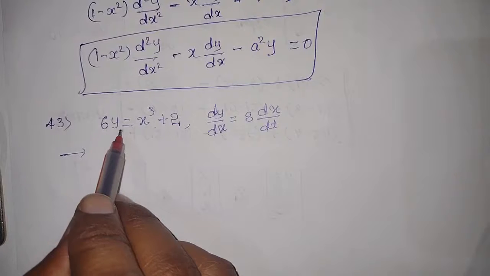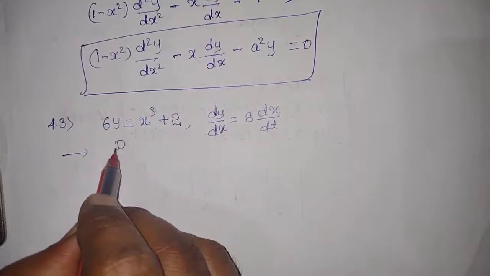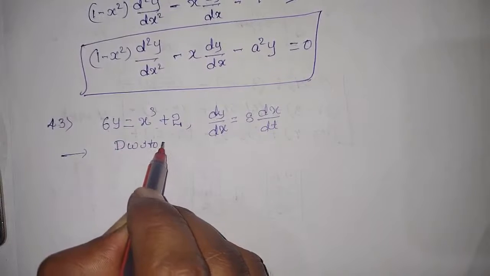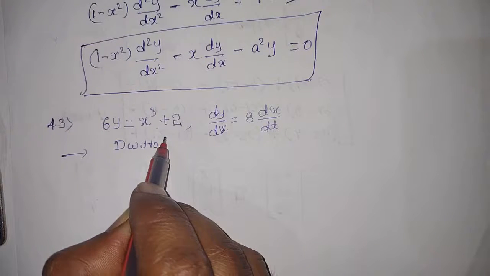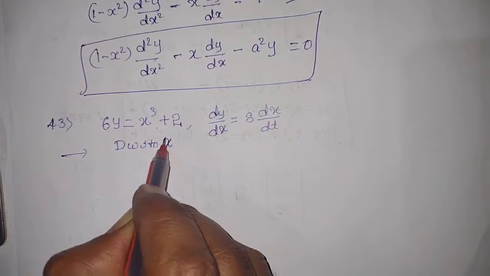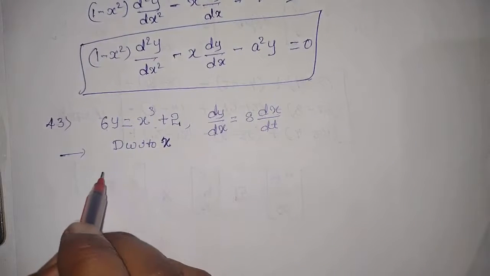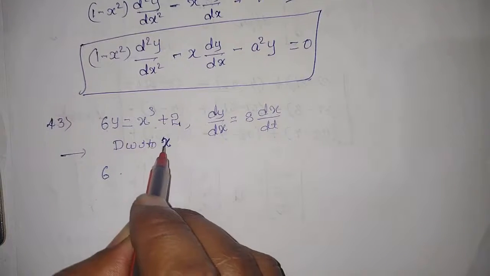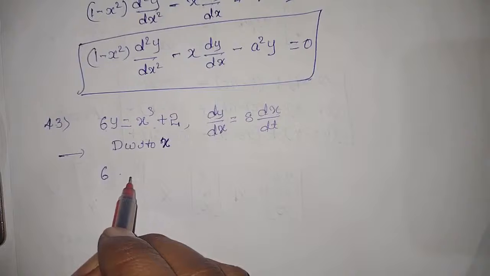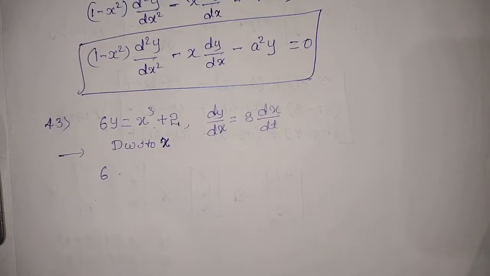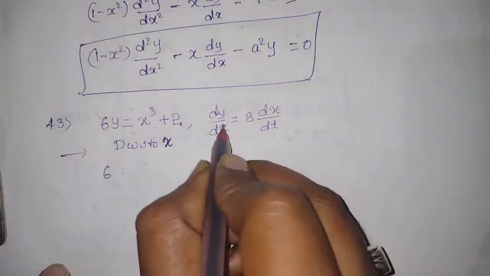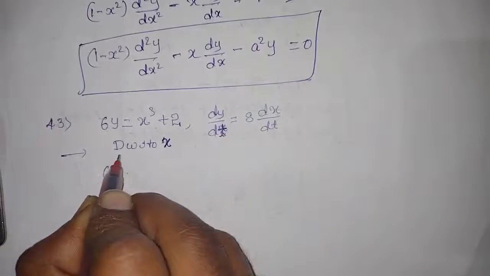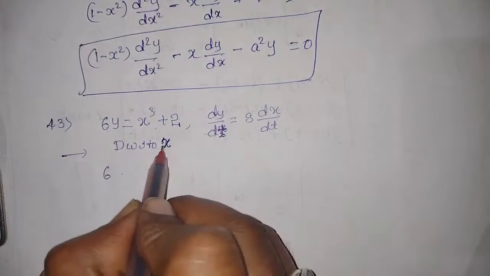The given equation is 6y is equal to x cube plus 2. Differentiating with respect to t. Differentiate with respect to x. Clear? So the differentiation of 6 is as it is. The differentiation of y is dy by dx with respect to x here. Okay. So here there is a small change, dy by dt, the given condition. Is it right? So if dy by dt is given, differentiate with respect to t.